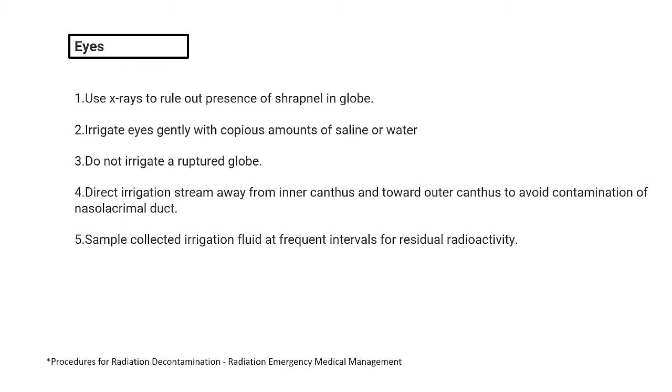Moving on to decontamination of eyes. Basically, to rule out the presence of a sharp foreign body in the globe, you should do an X-ray of the eye. Then irrigate the eye with a copious amount of saline and water. Do not irrigate a ruptured globe.